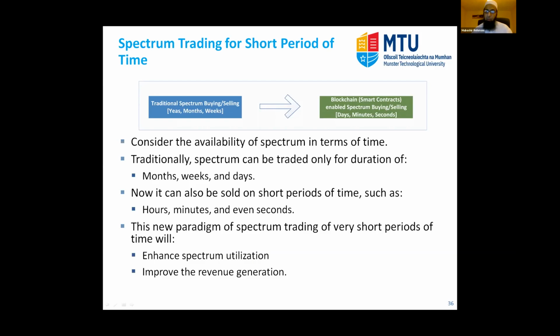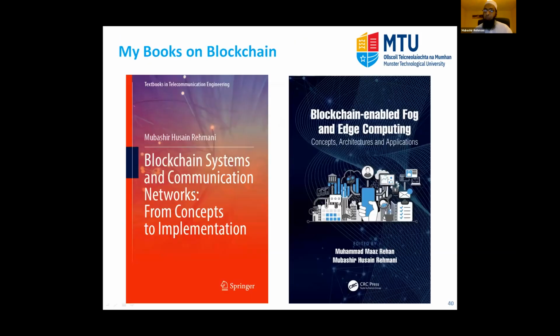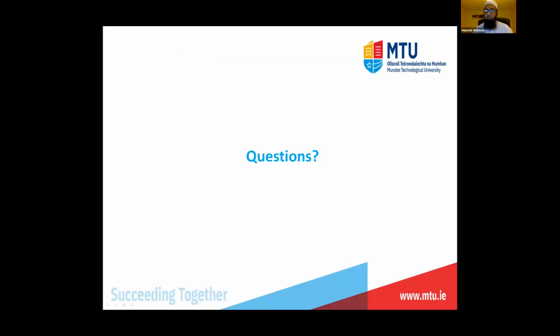So here I conclude my presentation, and I want to share that I have a textbook written on blockchain systems and communication networks, which is published by Springer. And there is another book on the applications of blockchain on fog and edge computing, which is published by CRC Press. If you require any detailed information on how blockchain can be applicable to communication networks, you can refer to these books. If you have any questions, most welcome.